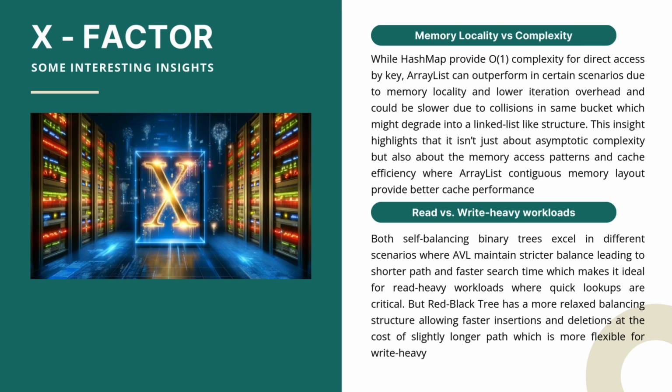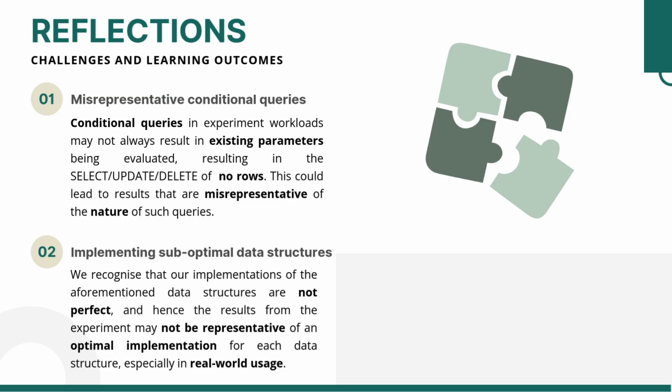Next will be read versus write heavy workloads. Both self-balancing binary trees excel in different scenarios, where AVL maintains stricter balance, leading to shorter paths and faster search times, which makes it ideal for read heavy workloads where quick lookups are critical. But red black tree has a more relaxed balancing structure, allowing for faster insertions and deletions, which is more flexible for write heavy operations. Now we'll be sharing our reflections from this project.